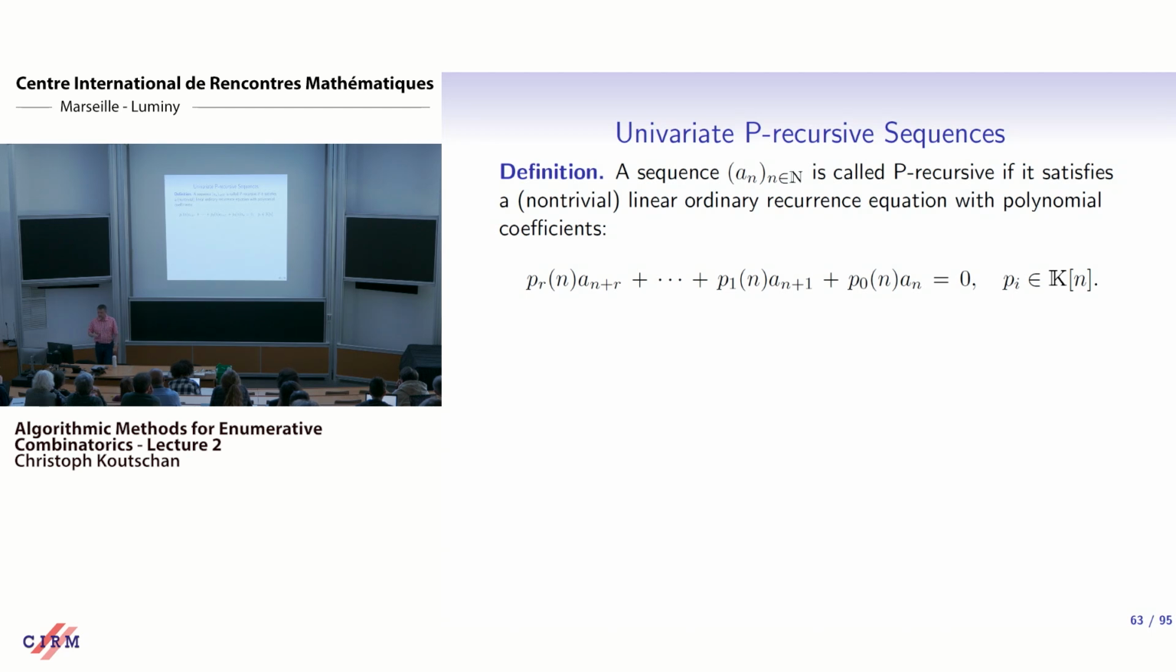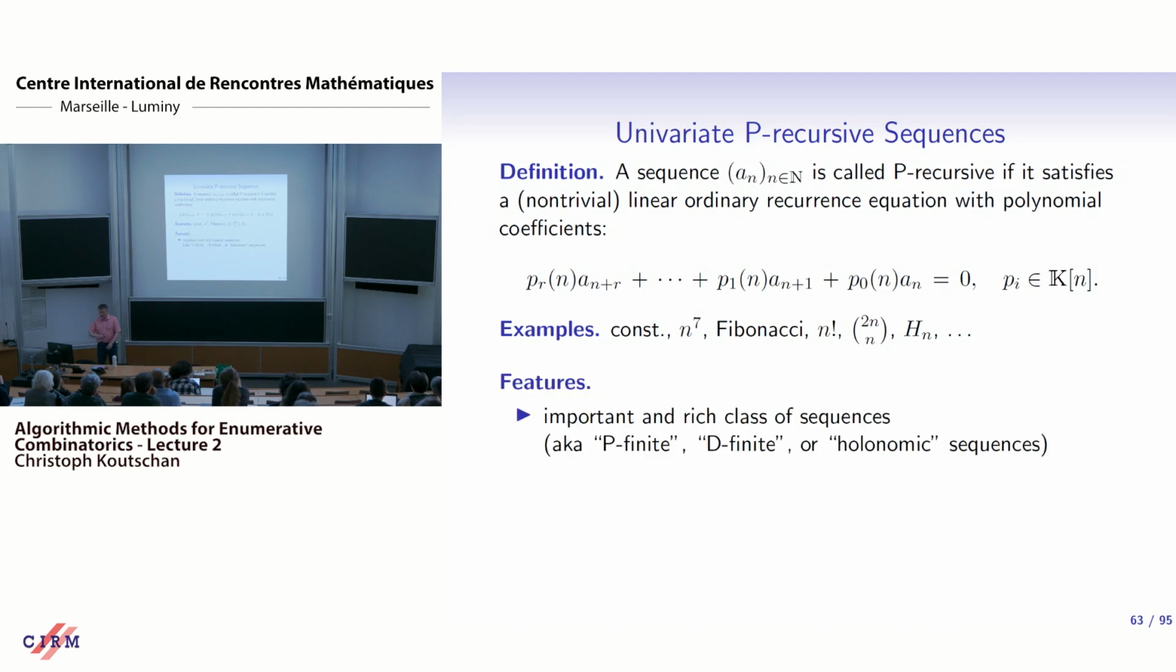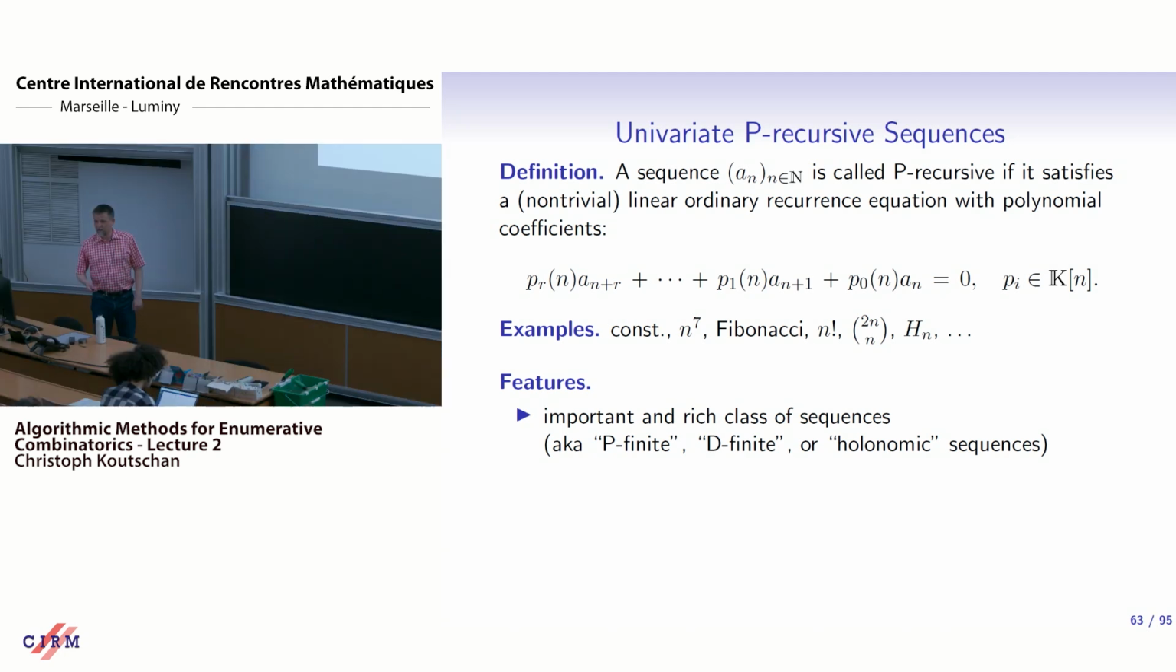Okay, this was about D-finite functions. Now, the very same holds for p-recursive sequences, so now we can go really quickly. A sequence a(n) is called p-recursive if it satisfies a non-trivial linear ordinary recurrence equation with polynomial coefficients. Here it is, a(n+1), ..., a(n+r), and the coefficients are polynomials. Examples: the constant sequence, polynomial sequences, the Fibonacci numbers, the factorial, the binomial coefficients, harmonic numbers, and many, many more. This is an important and very rich class of sequences, and we also call it p-finite or D-finite or holonomic or many other names.